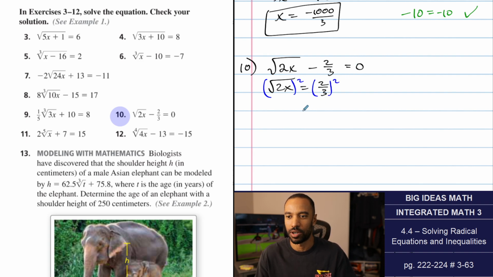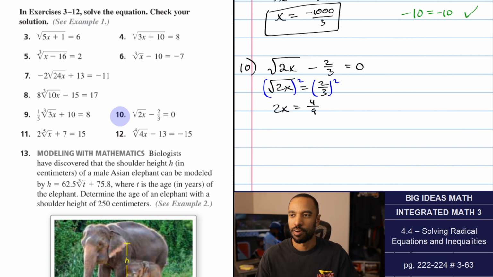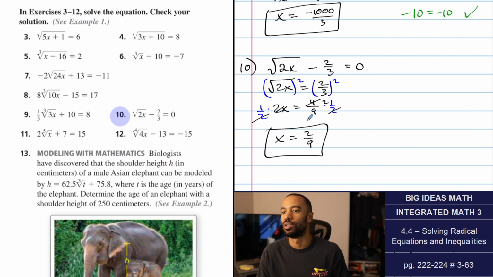2/3 squared means we square 2 and 3, and we get 2x equals 4 over 9. Divide by 2. How do you divide 4/9 by 2? You can say times 1/2, if that helps you. You can say 9 times 2, but you can also do 4 divided by 2. 4 divided by 2 is 2, and now you get 2/9, and that's what x is going to be. X equals 2/9, exactly.